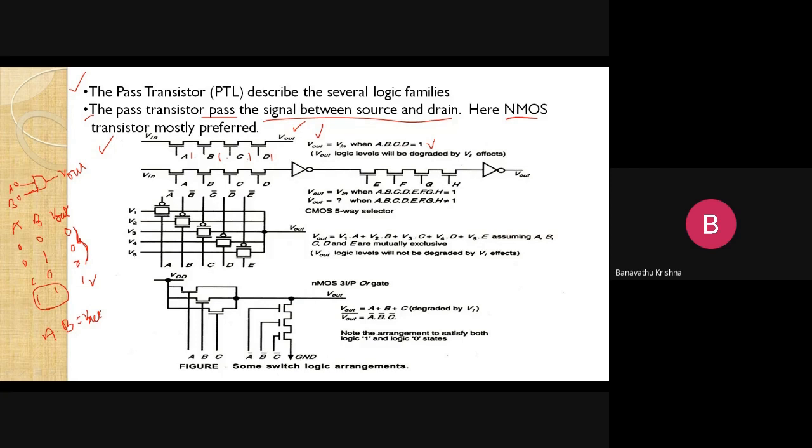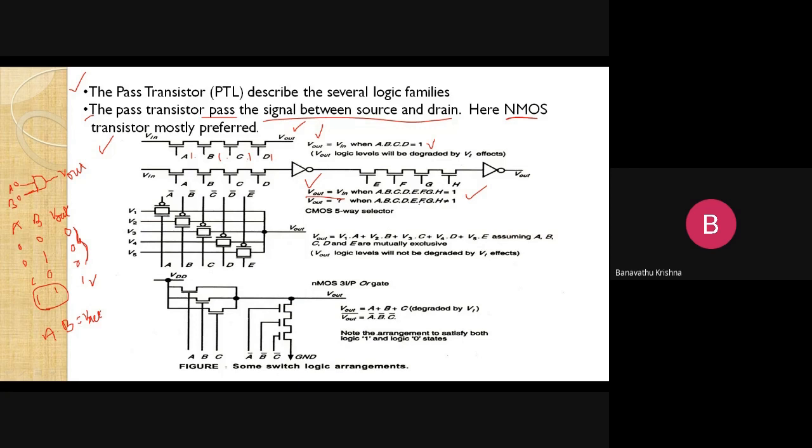Next, let us see one more arrangement here. A, B, C, D, and E, F, G, H, and in between I want to connect one inverter. So V out equals V in when A dot B dot C dot E dot F dot G dot H equals 1. When all the gate connections of these pass transistors are logic 1, then only we get the output response 1.